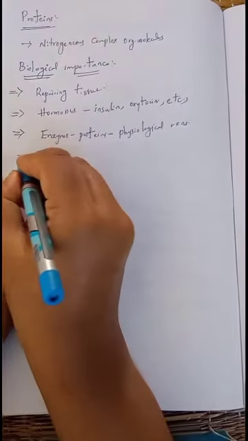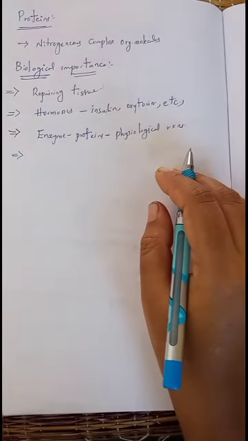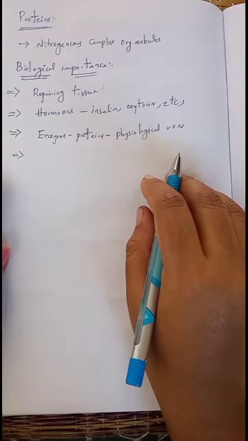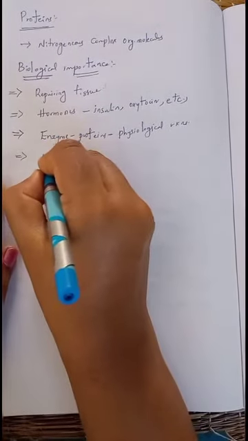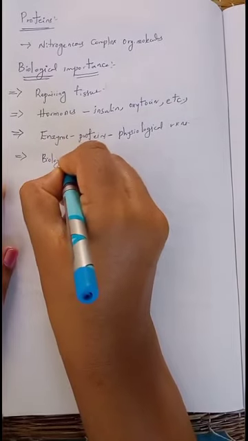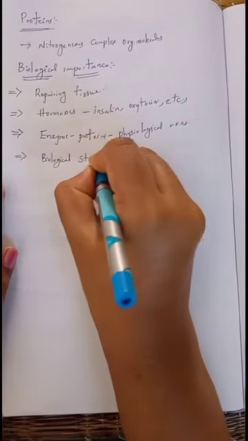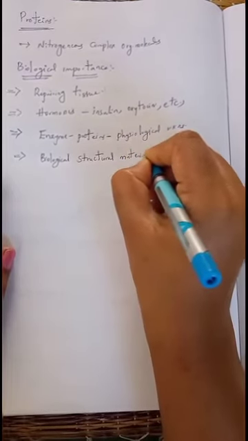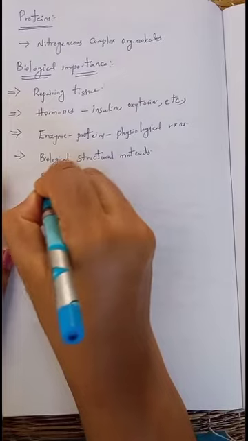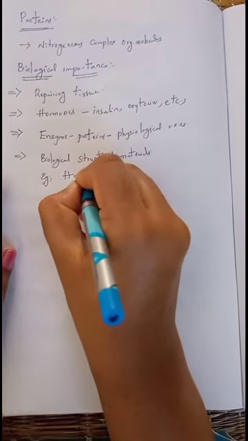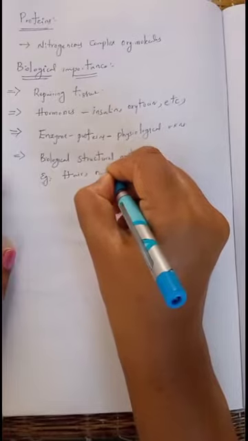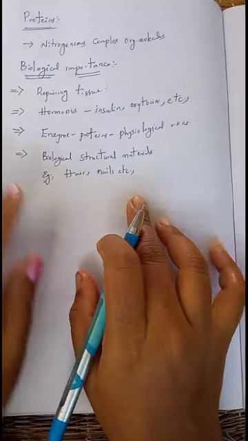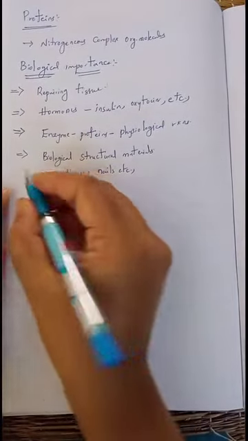Okay, next, another important use of proteins is that proteins function as biological structural materials. So they can act as biological structural materials. Example, we will take hair, nails, etc. So all these are acting as biological structural materials. They are examples of proteins.